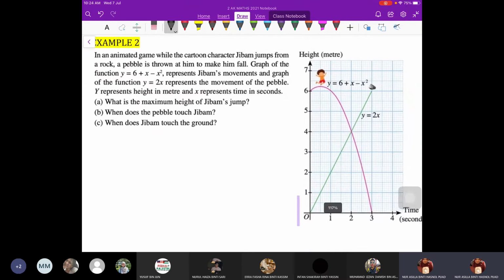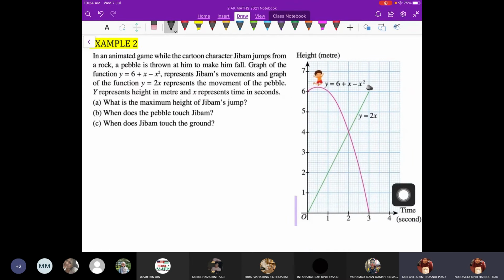So example 2 is from your example 15 lah in your textbook. So example 2. In an animated game. Ni kamu suka main game kan? Kat telefon ke apa? Animated game. While the cartoon character Jibam jumps from a rock, a pebble is thrown at him. Bila Jibam meloncat, ada batu yang dilontarkan ke arah Jibam. Macam itulah dia cakap. So yang ada dua benda berlaku serentak. So pebble is thrown at him to make him fall.